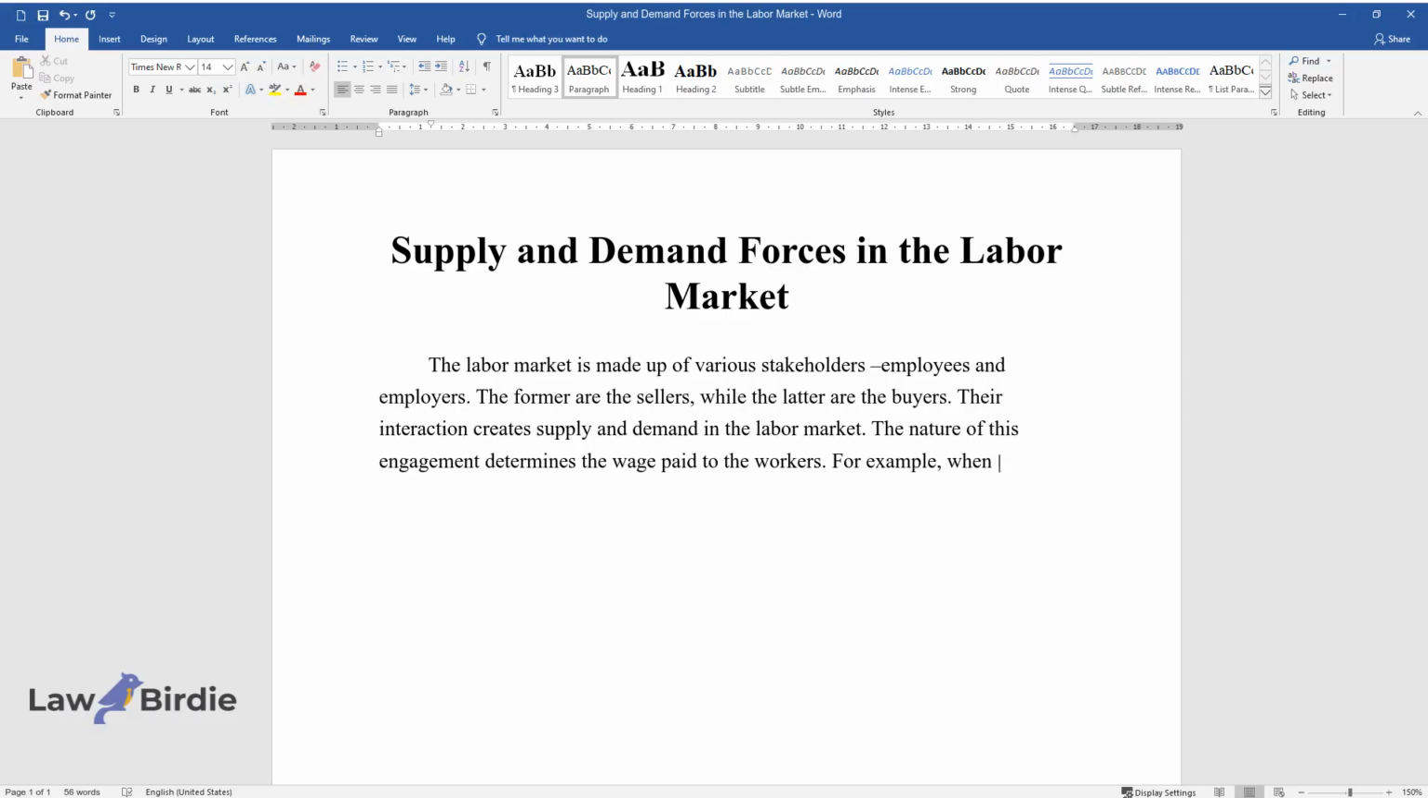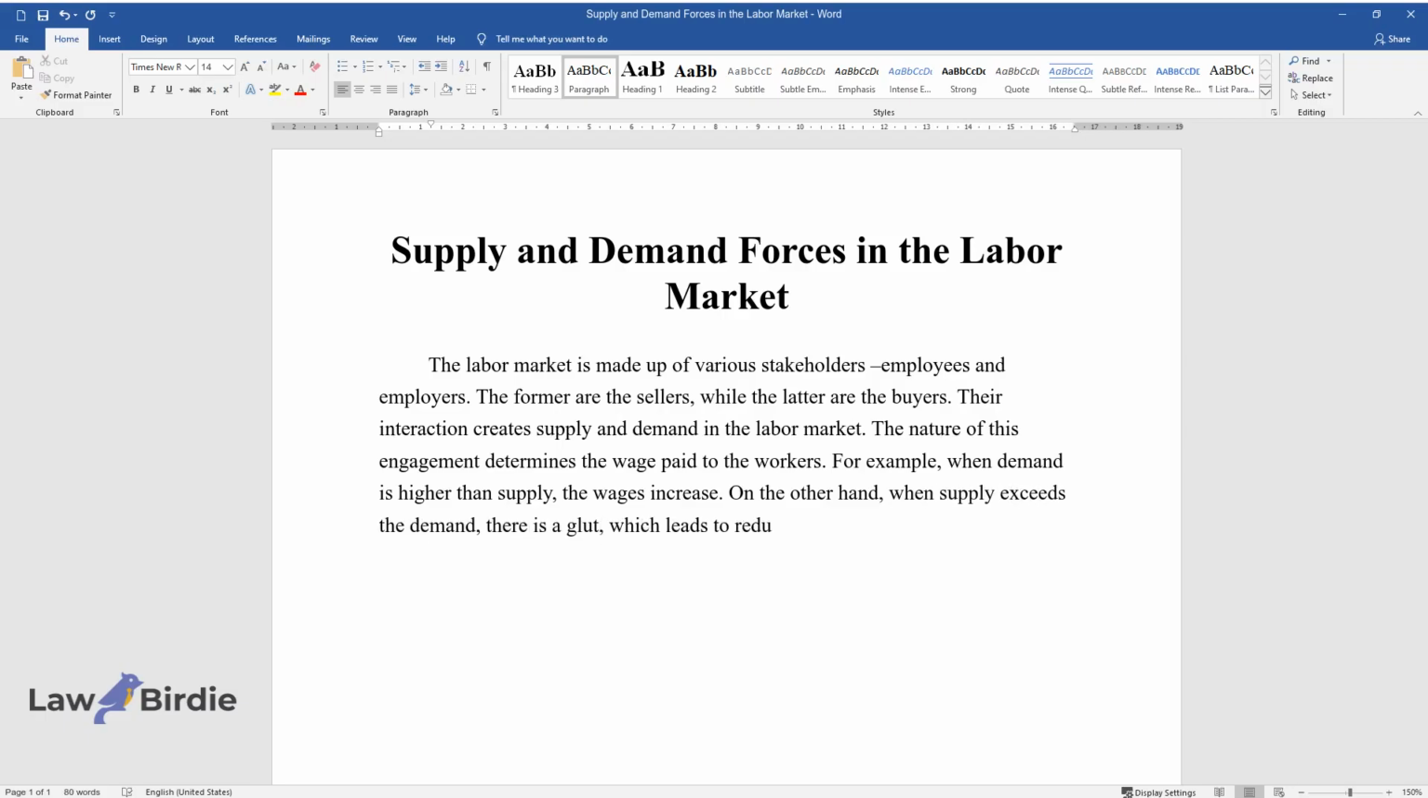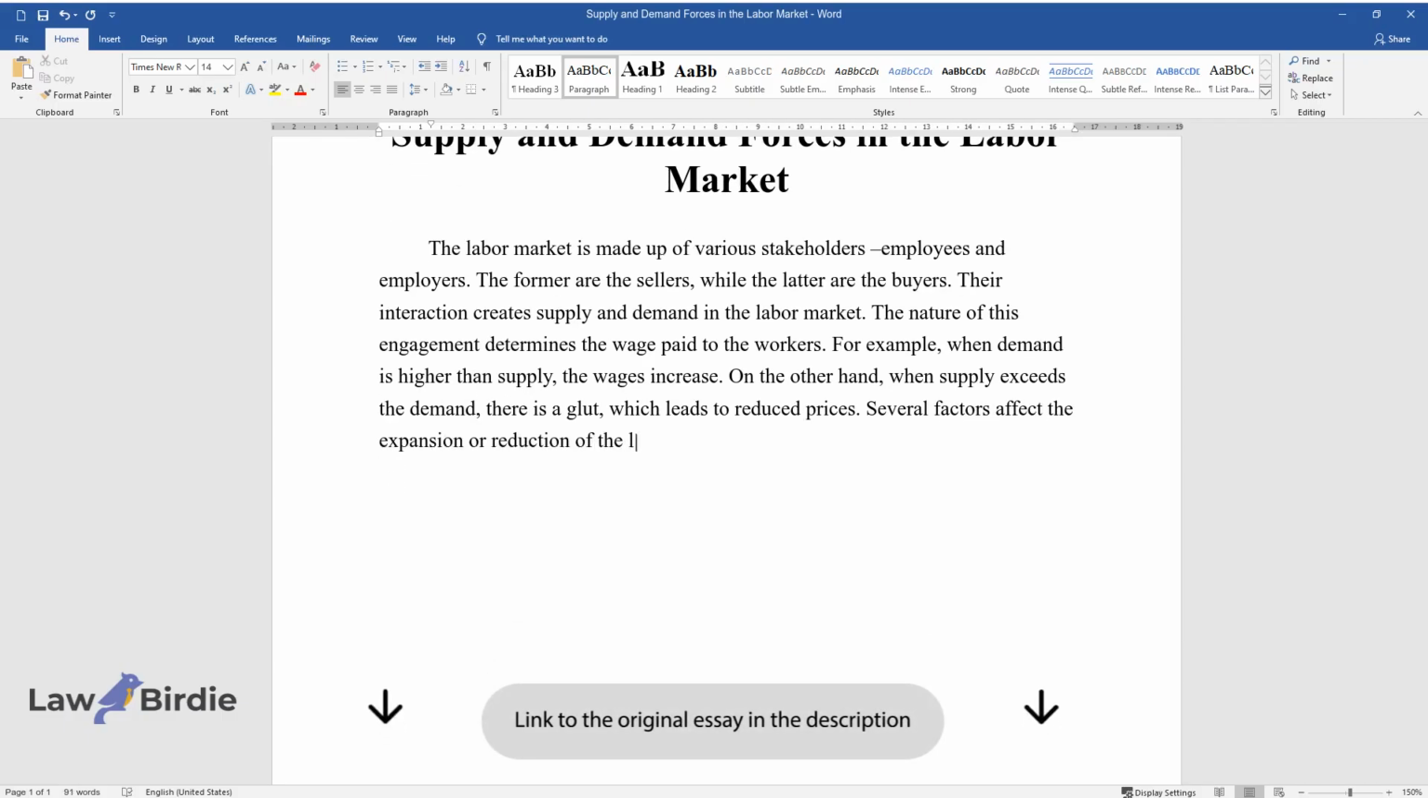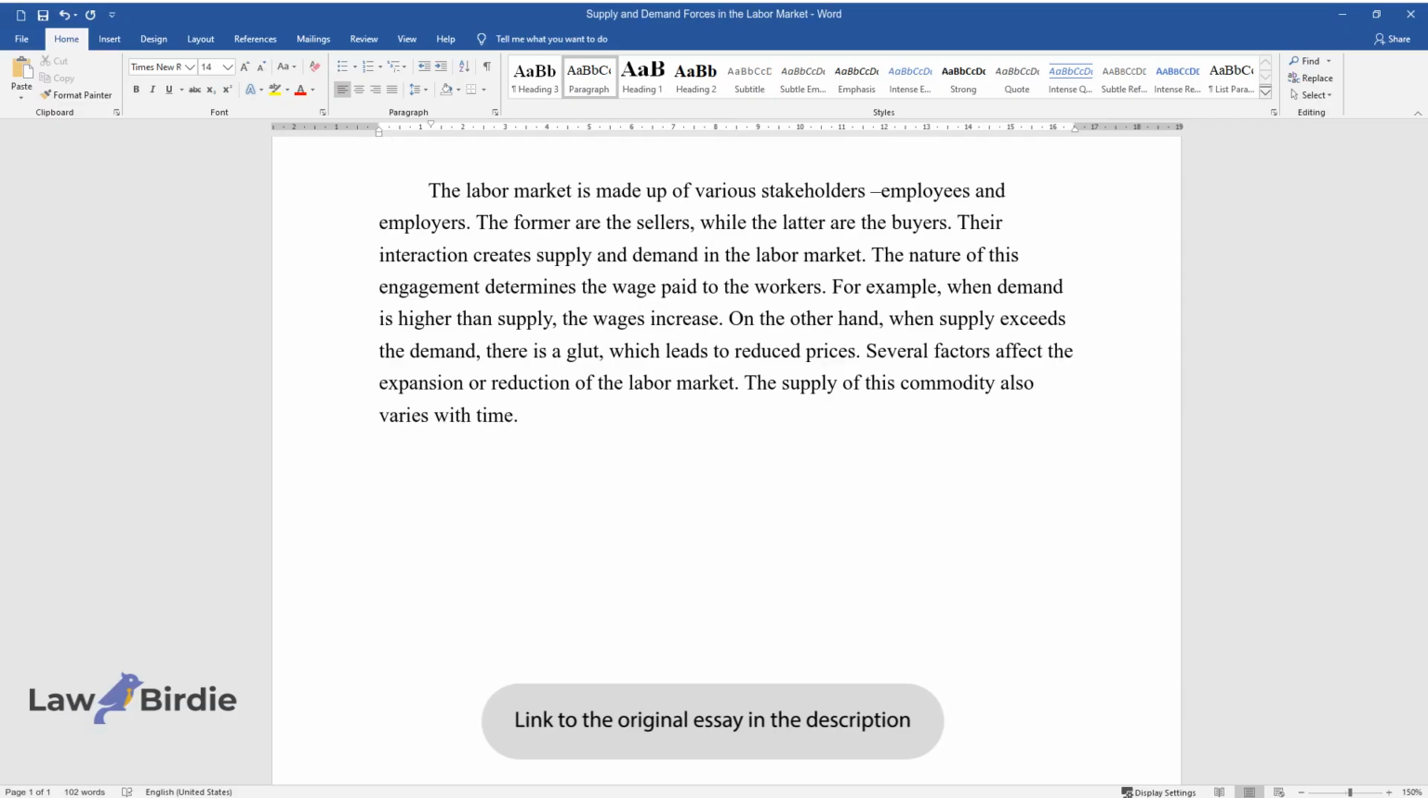For example, when demand is higher than supply, the wages increase. On the other hand, when supply exceeds the demand, there is a glut, which leads to reduced prices. Several factors affect the expansion or reduction of the labor market. The supply of this commodity also varies with time.